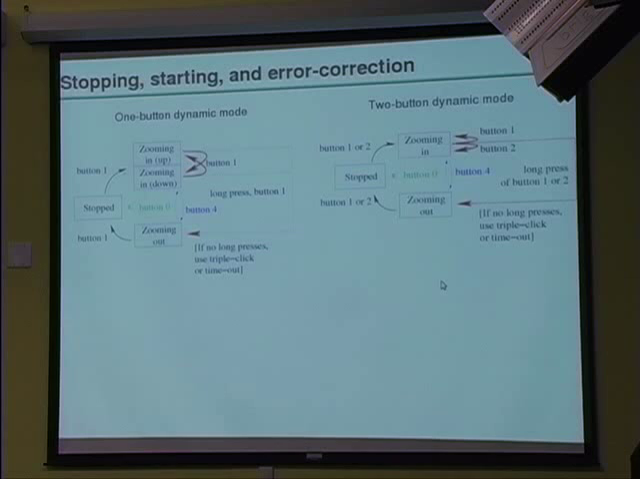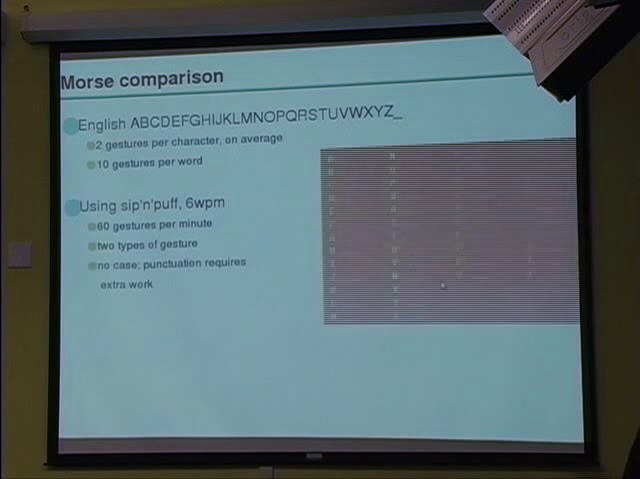OK. I'll skip over the results. 20 words per minute is the sort of speed that you can get up to with just two buttons.